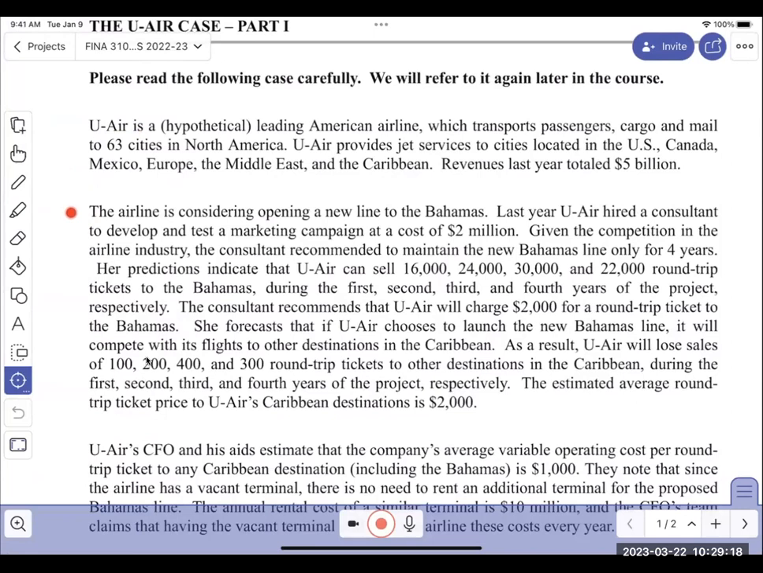Now, as we read through, identify which cash flows are important or incremental to the project. An incremental cash flow is a cash flow that occurs because you've chosen to pursue the project. Last year, UAir hired a consultant to develop and test a marketing campaign at a cost of $2 million. Given the competition in the airline industry, the consultant recommended to maintain the New Bahamas line only for 4 years. All right, $2 million. Is that an incremental cash flow?